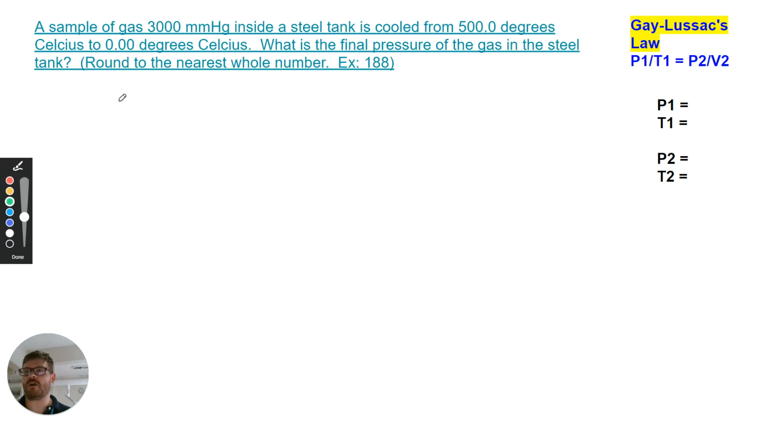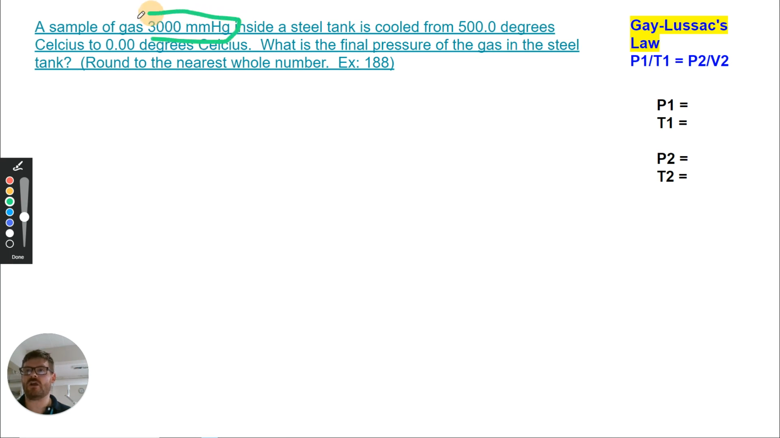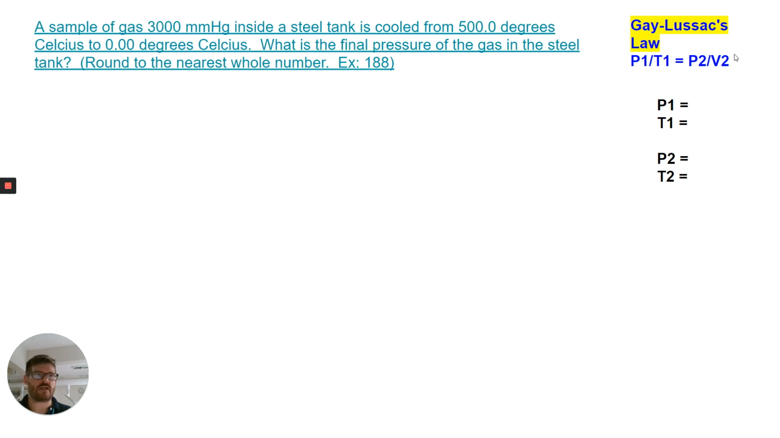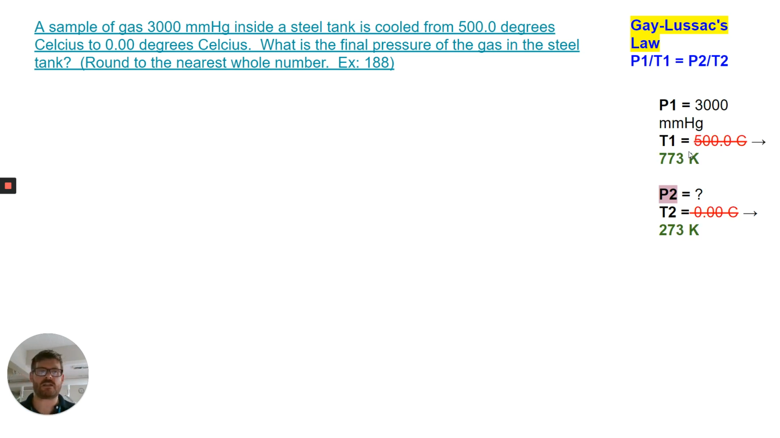Here, let's take a look at what numbers we've got. We've got a pressure, 3,000 millimeters of mercury inside a steel tank at 500 Celsius. And then we've got 0 Celsius. So we've got pressure and temperature again. So that's Gay-Lussac's. Looks like I've got some typos to fix over here. Put those numbers into our variables. Notice that we've also got Celsius. So we have to convert that into Kelvin.